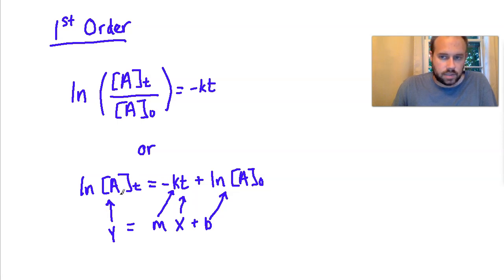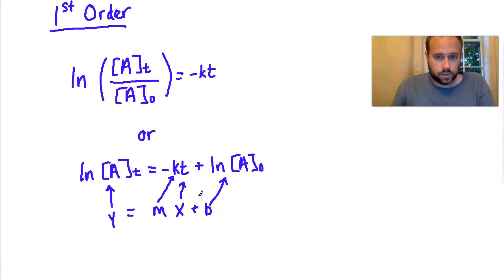Y is the concentration at final time. The negative rate constant is the slope, and keeping in mind a negative slope should be starting high and going downwards on the trajectory for a linear path. The x is going to be t, and then the y-intercept, or b, is going to be the initial concentration.